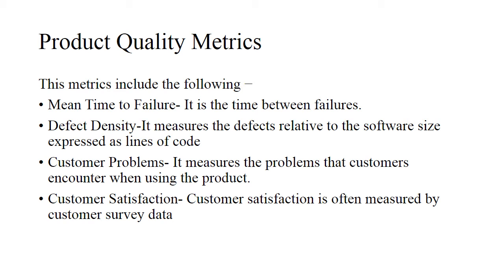And customer problem, that is, when we are having some problem with the customer, how we are going to handle it with your product. Then customer satisfaction. Surely when you want to measure customer satisfaction, we will have some survey method. We may ask some questions to them, and from their ratings we may have some metrics for your product. So your product quality metrics include mean time to failure, defect density, customer problem, and customer satisfaction.